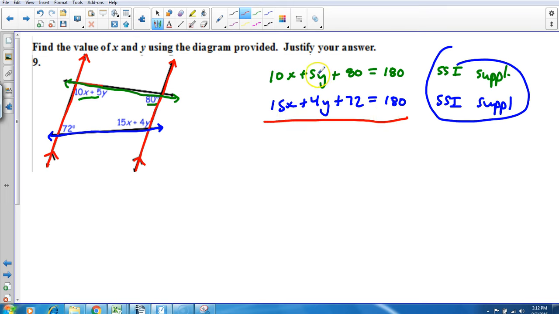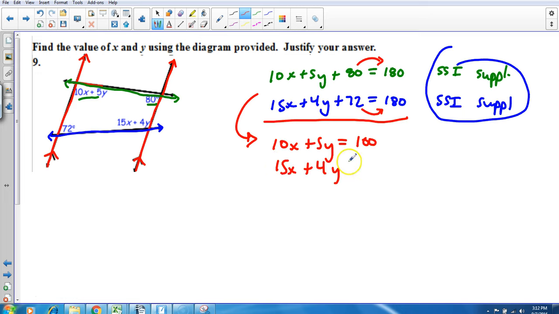So what we want to do is eliminate one equation. We can simplify this down a little bit by moving this 80 over and this 72 over. So I can simplify this into this, and the bottom equation into this. From there, you're probably going to want to do elimination method, because we have a system of equations.